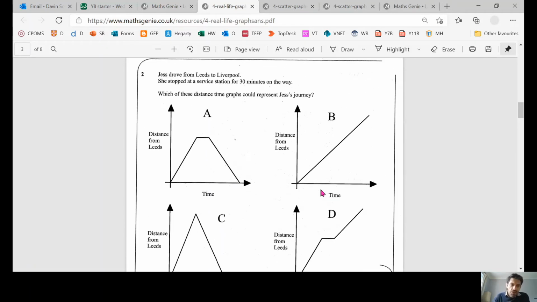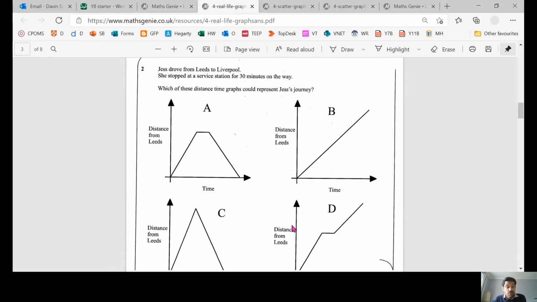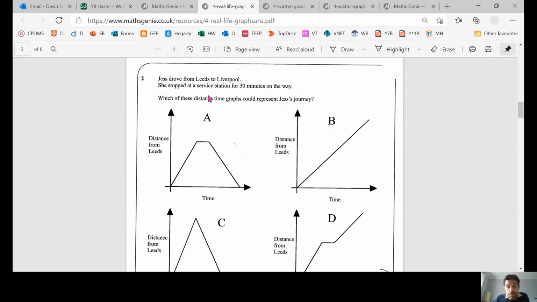Now, this is what I wanted to show you before, but I just want to get on to practice. These are all different graphs, and it's really useful to start being able to glance at a graph and explain what's happening. So I'll read this bit and then I'll give you the opportunity. Jess drove from Leeds to Liverpool. She stopped at a service station for 30 minutes on the way. Which of these distance graphs could represent her journey?